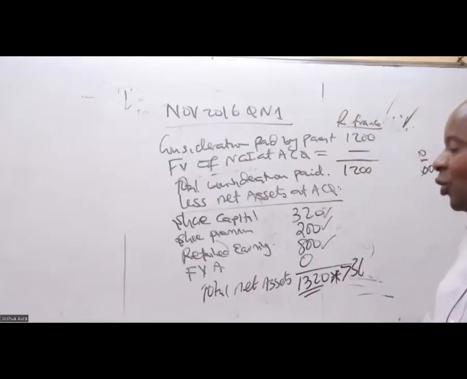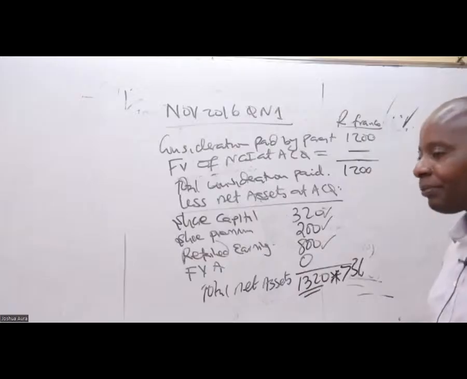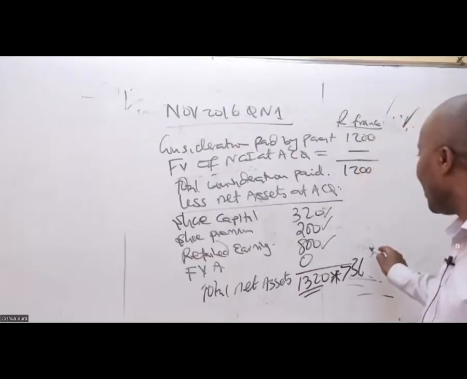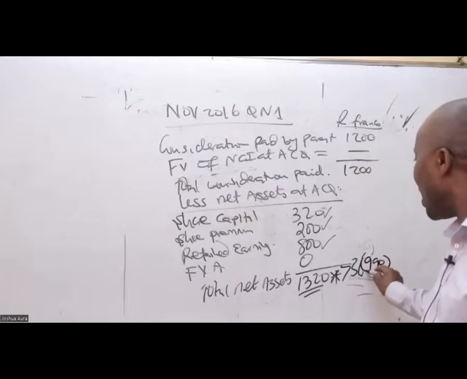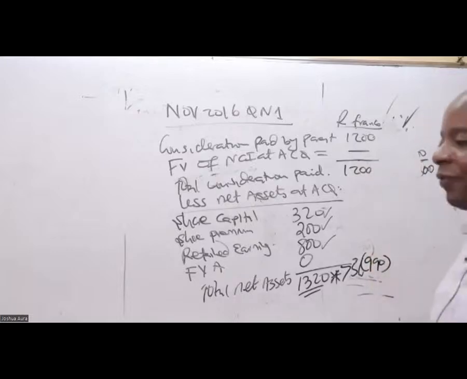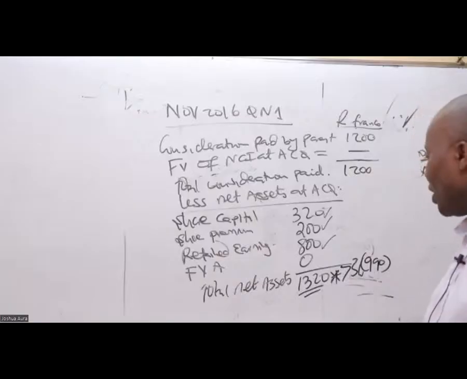75%. So 1320 times 75% gives me what figure? Gives me 990. So this 990 is what you subtract here. So then can you kindly give me the final answer, which will be the goodwill at acquisition?